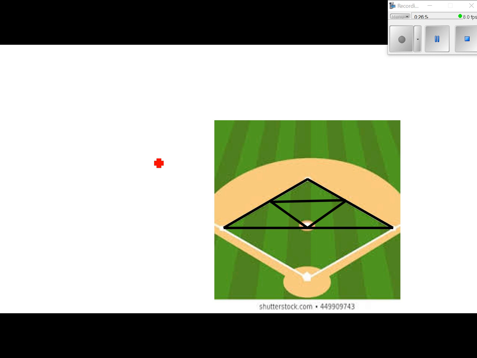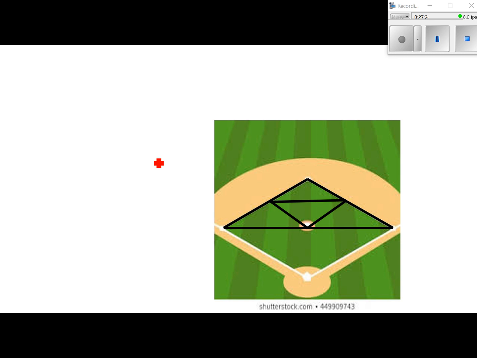Problem 21 says the distance between consecutive bases on a baseball field is 90 feet. A second baseman stands halfway between first base and second base. A shortstop stands halfway between second and third base, and a pitcher stands halfway between first base and third base. Find the distance between the shortstop and the pitcher.